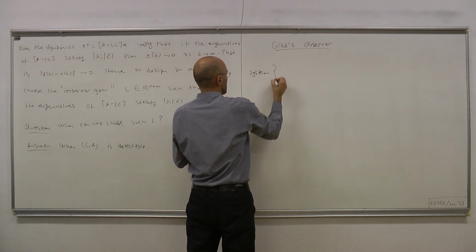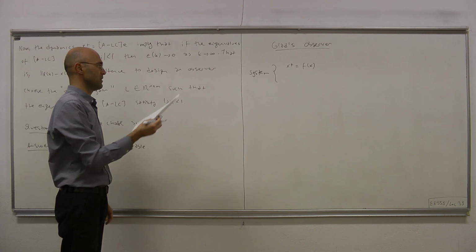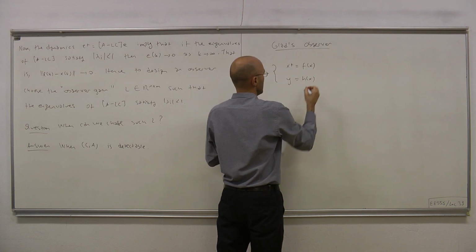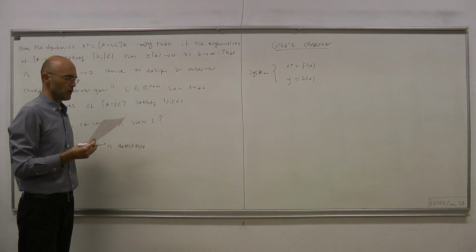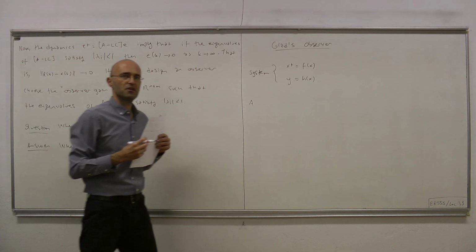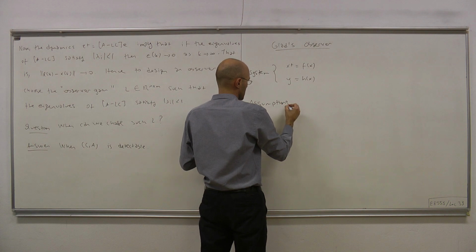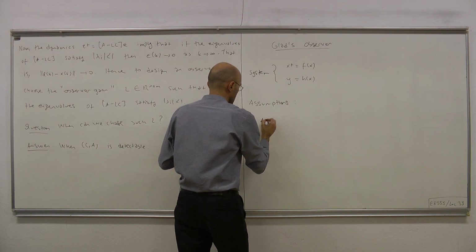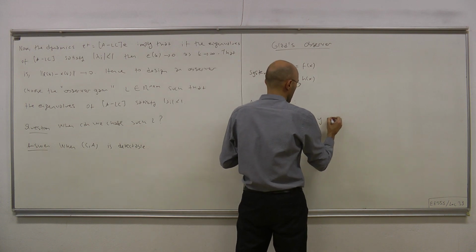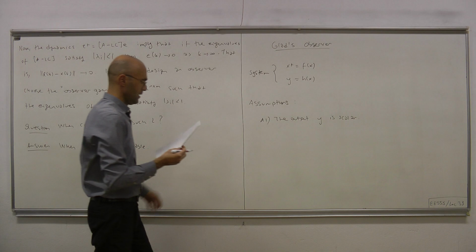So the system that we consider has the form that we considered so far: x plus equals f of x and y equals h of x. Okay. Now we're going to make certain assumptions on our system for which we are to design an observer. The assumptions are as follows. A1, the output y is scalar.